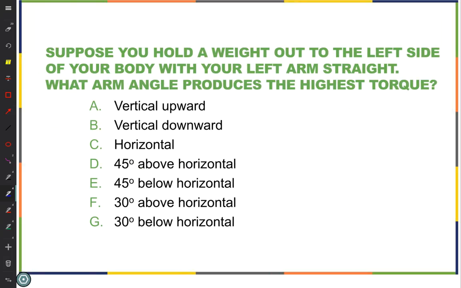Okay, now another clicker question. Suppose you hold a weight to the left side of your body, your left arm straight. What arm angle produces the highest torque? So we're not asking about direction now. A is like this, B is like this. Okay, I've got to stand over here so you can see B. C is like this. D is more like that. E is like this. And then F is like this. And G like that.